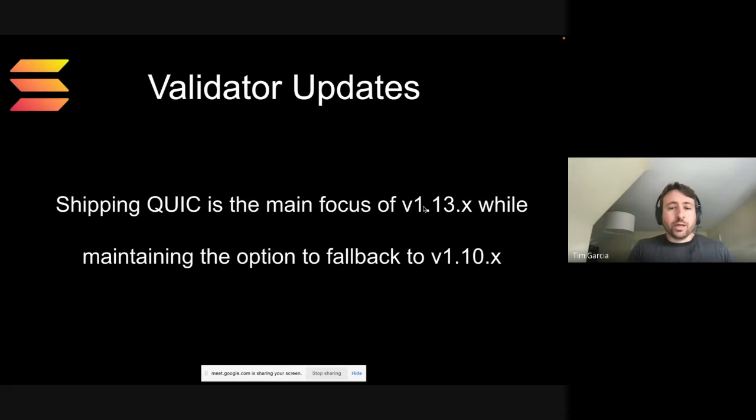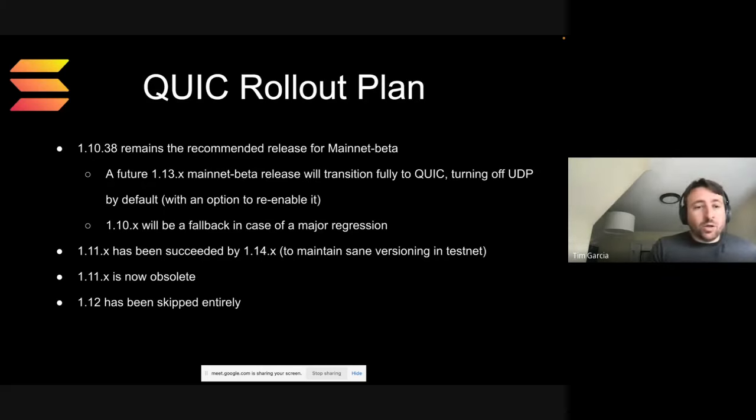The plan for Quick is that we will ship it in 1.13.x. But if there's some major regression that requires us to go backward, we'll have 1.10 to fall back on. So 1.13 will be Quick by default. UDP will be turned off by default. And 1.10 will be available to revert back to if needed. So a little more details there.